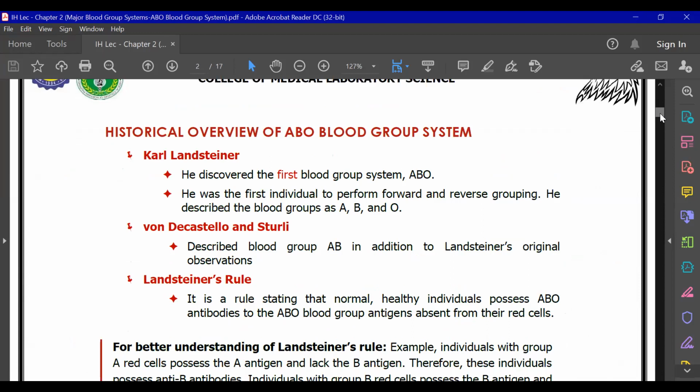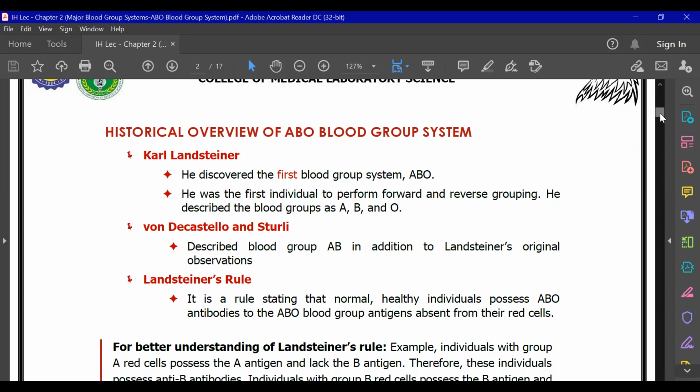So let's have the historical overview of your ABO blood group system. So we have here Karl Landsteiner, who discovered the first blood group system, which is the ABO blood group system. And he was also the first individual, along with his five co-workers, to actually perform the forward and reverse grouping. So in this experiment, he was able to describe blood groups such as your blood type A, B, and O.